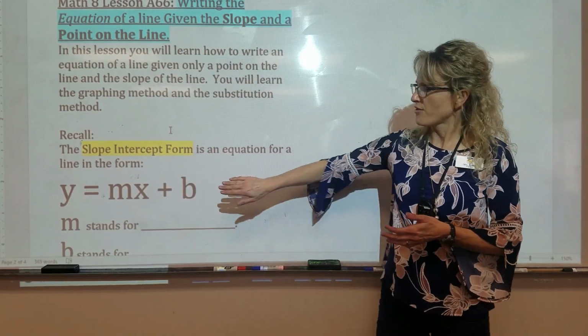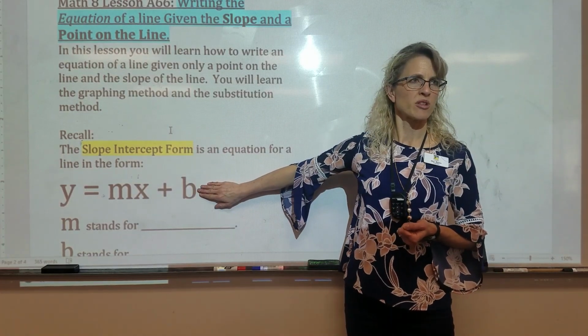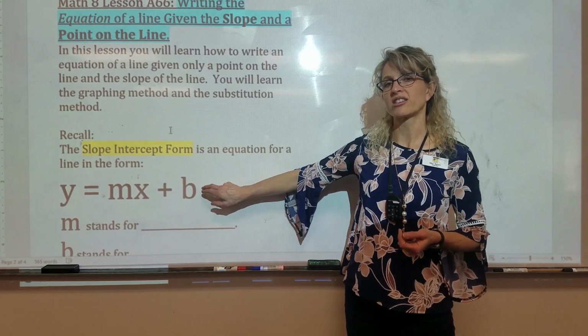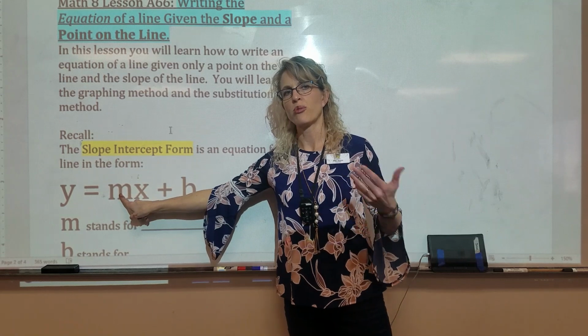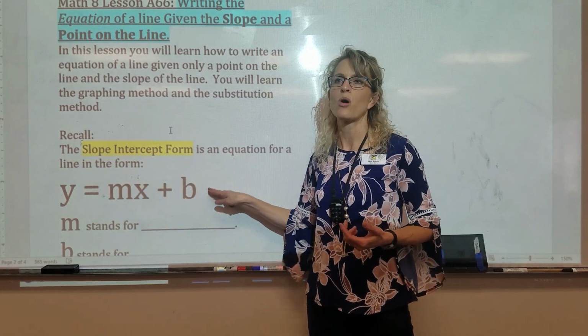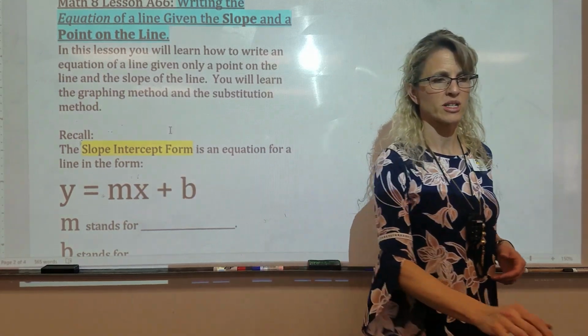Good. We have been writing equations like this, y equals mx plus b. Today, we're going to learn how to write the same equation where you're given the slope and you're given a point, but you're not given the y-intercept. So that's what you're going to learn about today.